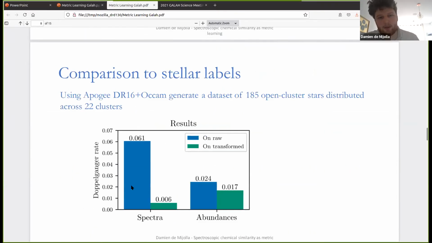So we can apply this to APOGEE data release 16 and the OCAM value-added catalog. And so we have a data set of 185 open cluster stars distributed across 22 clusters. We can look at the doppelganger rate that we'd get from spectra and compare it to the one we'd get from abundances. And we can also look at the doppelganger rate we'd get without this metric learning step, just measuring the distances in the raw space.